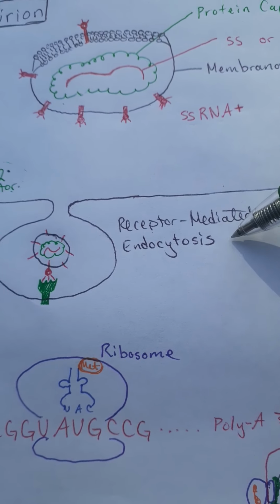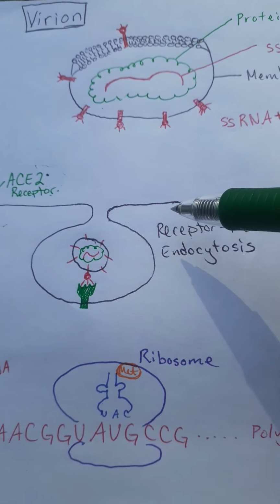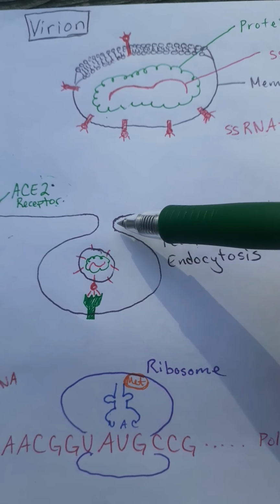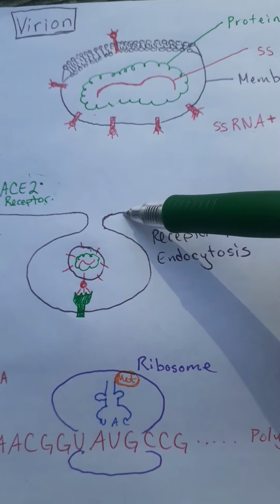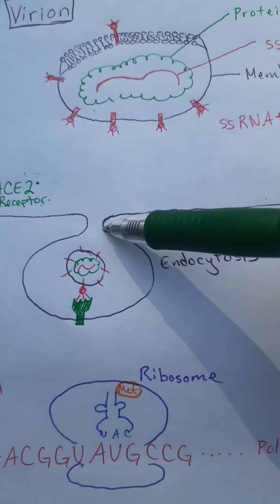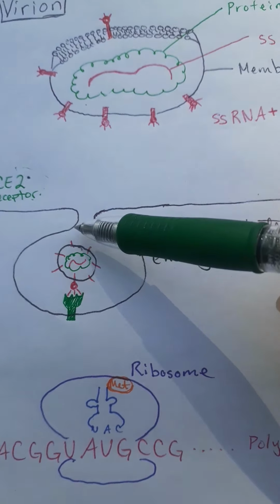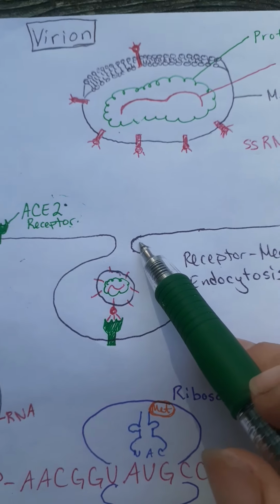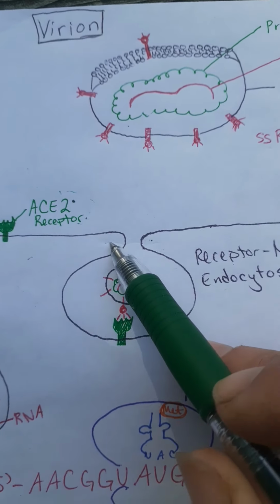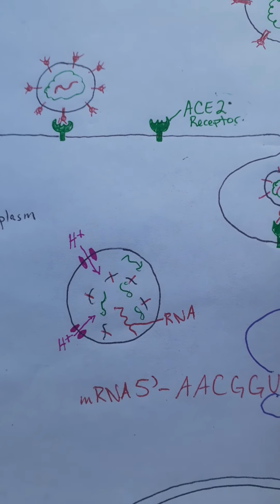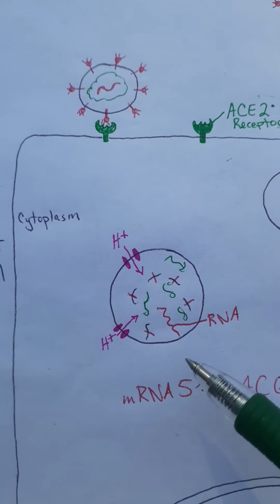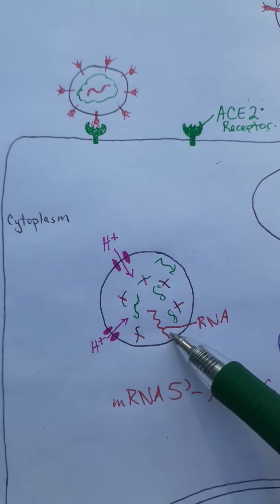called receptor-mediated endocytosis. And so as we can see, the phospholipid bilayer of our host cell would then start to invaginate. It starts to form a little depression, and ultimately is going to form a little vesicle. And this vesicle is going to be pinched off and enter into the cell, and now we call it an endosome. Okay, so all of this is happening in the cytoplasm.